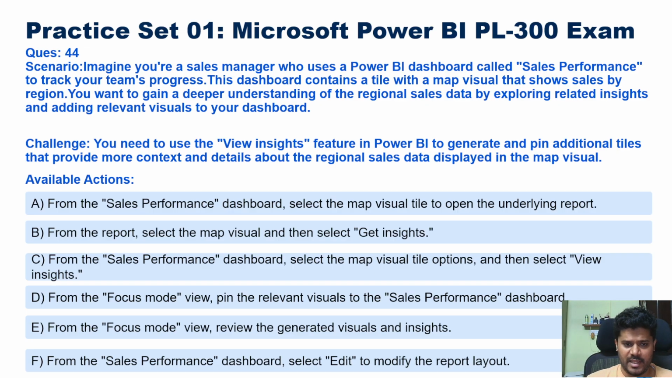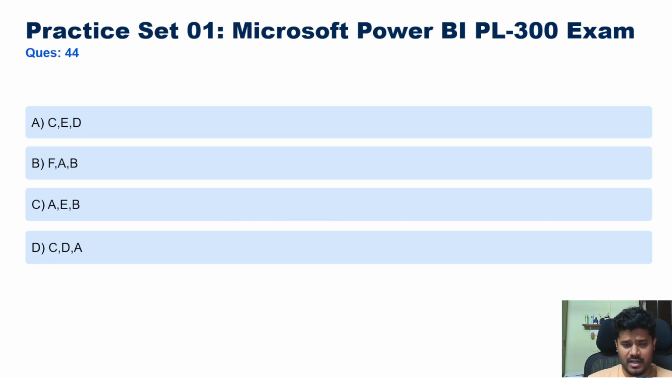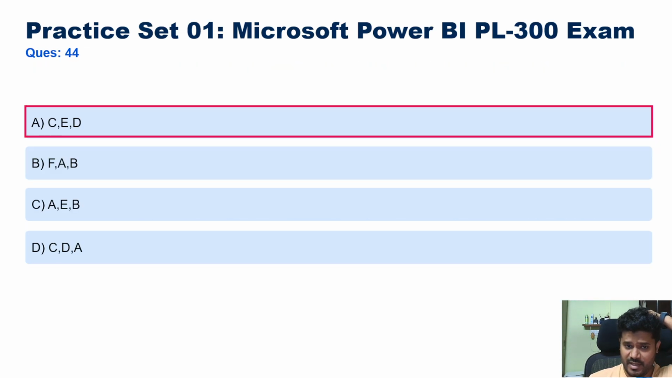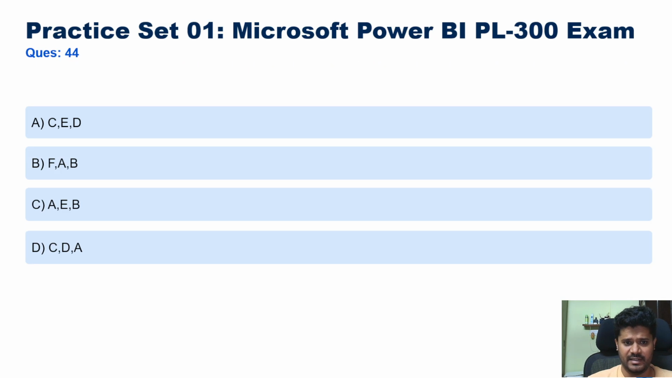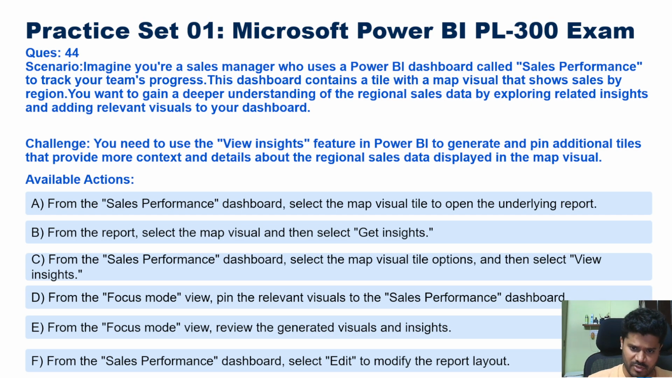So yeah, time is up. Let's see what is the correct answer. So it's option A, which is C, E, and D. So basically, you start with your sales performance dashboard, selecting the map visual tile, and then select View Insights, and then you go to focus mode, review the generated visuals, and then the last is D. From the focus mode, pin the relevant visuals to the performance dashboard.